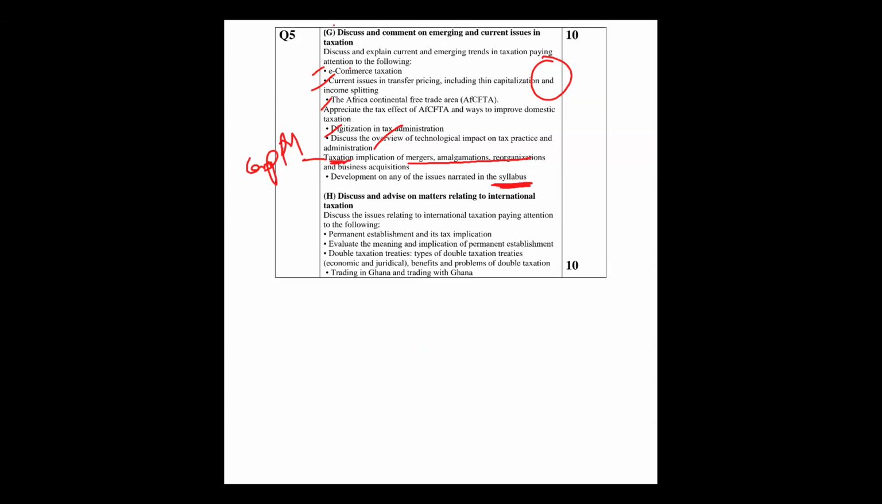Okay, 10 marks. Then H, discuss and advise on matters relating to international taxation. All these are theory. No, there are calculations here. Double taxation, there's calculation. Permanent establishment, evaluate the meaning and implication of permanent establishment. These are theories, right? So the bullet points, those are the areas for the question. Trading in Ghana and trading with Ghana. Then the double taxation, there's computation here.